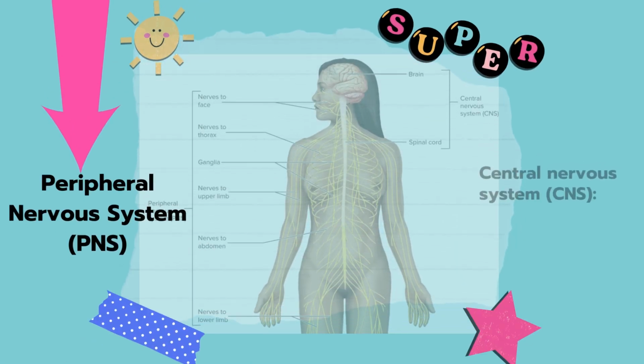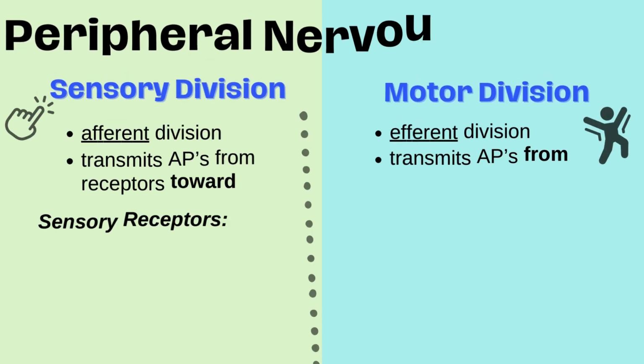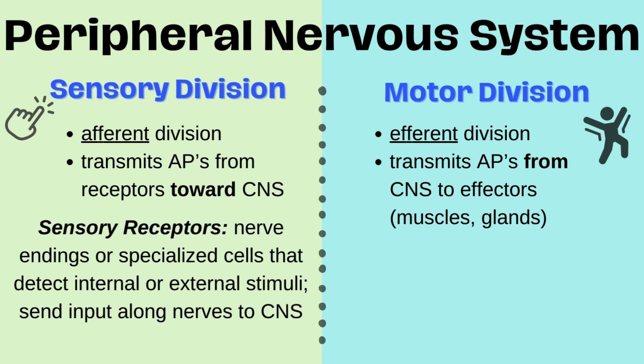We're now going to look at how the peripheral nervous system is subdivided. The peripheral nervous system has two divisions, the sensory and the motor division. The sensory division is also known as the afferent division. It transmits action potentials from receptors toward the central nervous system. Sensory receptors are nerve endings or specialized cells that detect internal or external stimuli. They send this information as input along nerves to the central nervous system.